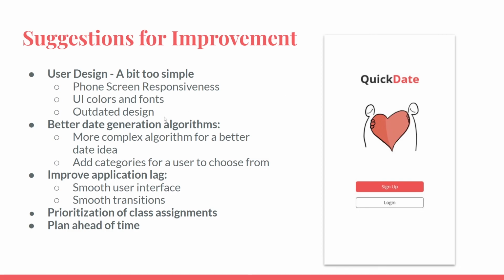So another improvement would be a better algorithm for generating my dates. It was a bit simple, and I just used an array to come up with these date ideas. I wish there was a way to actually come up with randomly generated dates using several different or 1,000 words. Another thing would be improving the application lag. So whenever I'd run the application for some reason or transition to another page, it would just be a little bit laggy, and I'm sure there's a way to reduce that lag.